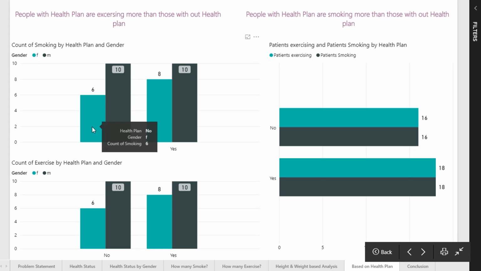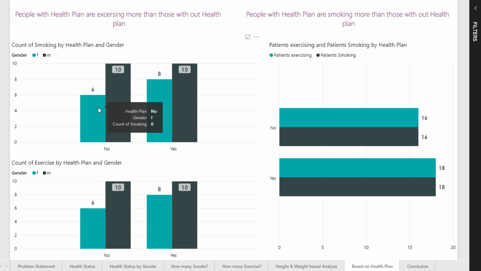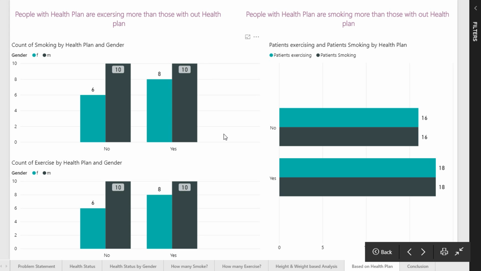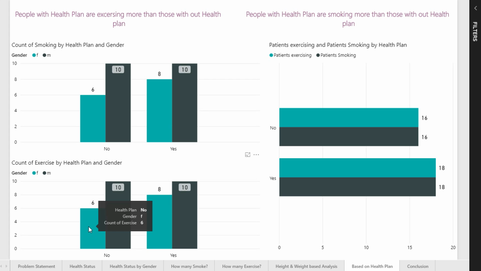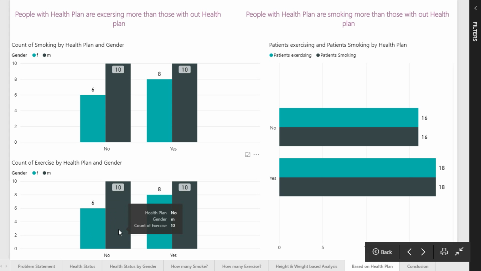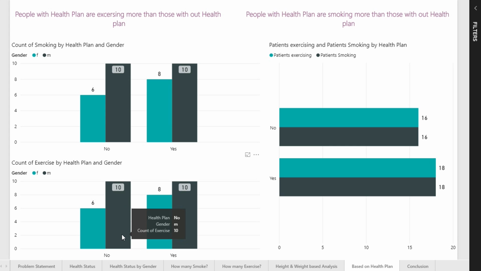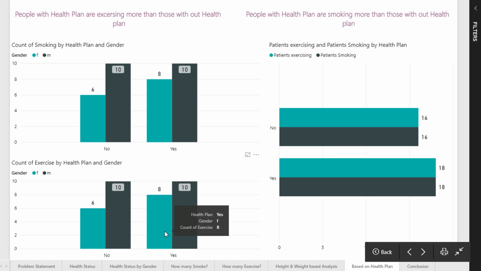So I can clearly see from here that there are 6 female patients who do not have a health plan but still smoke. Here it shows me that there are 8 female patients who have a health plan and smoke. The same information is shown in terms of number of people who exercise and health plan. This can give me that there are 6 female patients who don't have a health plan but still exercise. And this gives me 10 male patients who don't have a health plan but still exercise. This gives me that there are 8 female patients who have a health plan and exercise, 10 male patients who have a health plan and exercise.